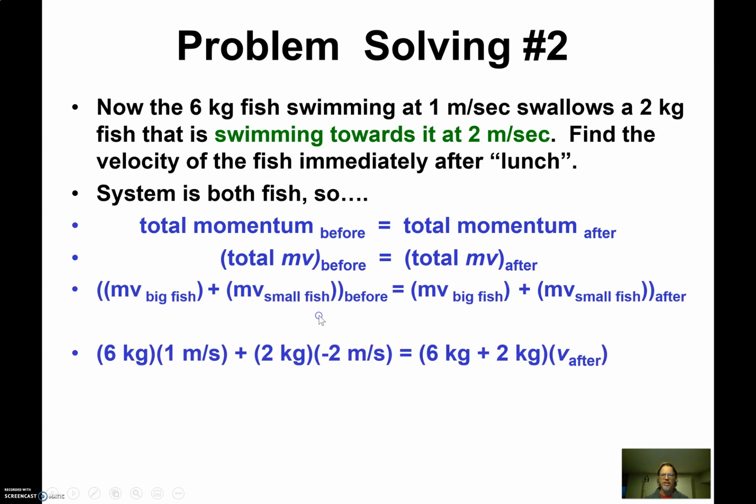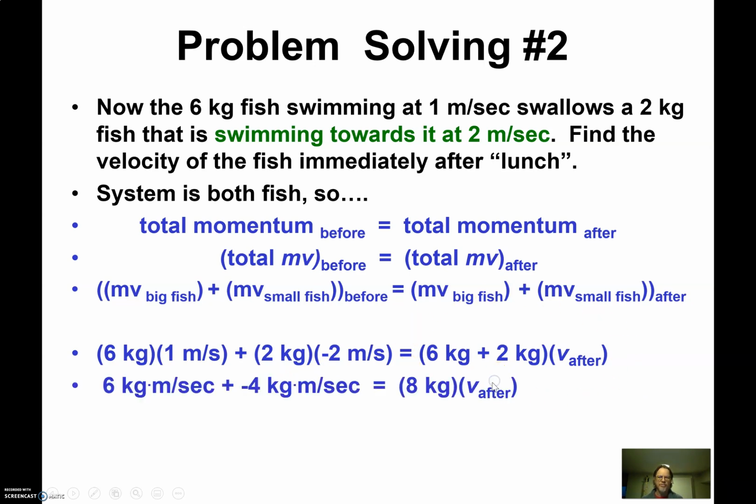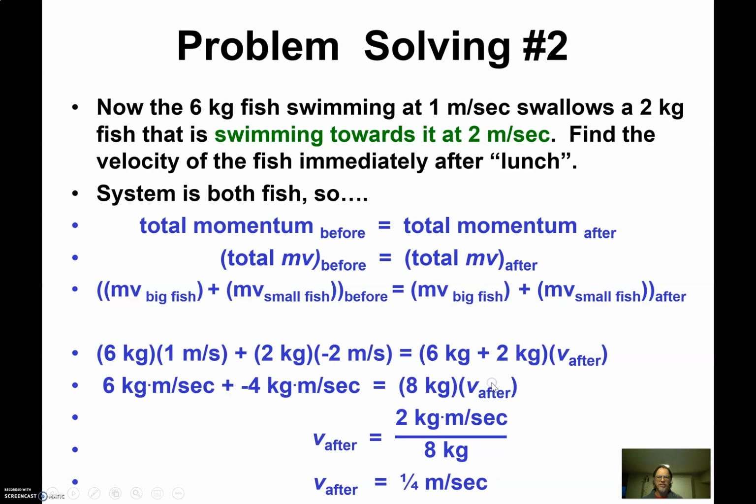Big fish, little fish, same story. This is still a 6, but this is a -4. A lot of people forget to put a negative. Guys, these are vectors. You absolutely have to have a negative showing one is going the other direction. Okay? So a 6 plus a -4 is 2, that means we have a net momentum of 2, but that's an 8 kilograms. So solving for the velocity, it's going to be much slower now because the other fish has some momentum going the other direction.